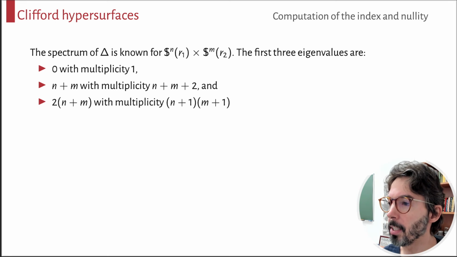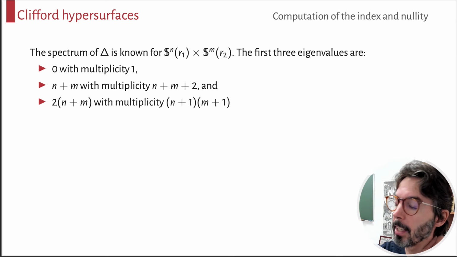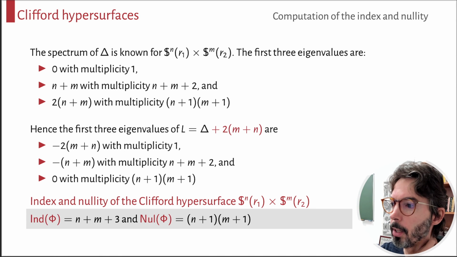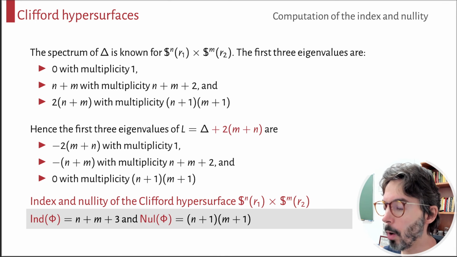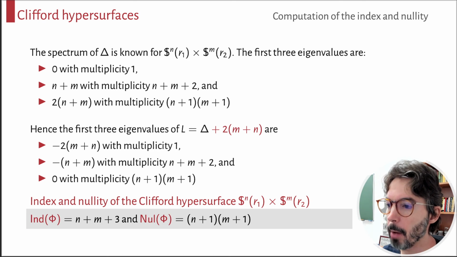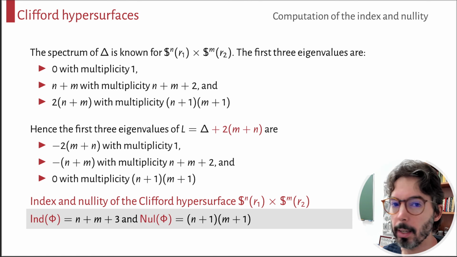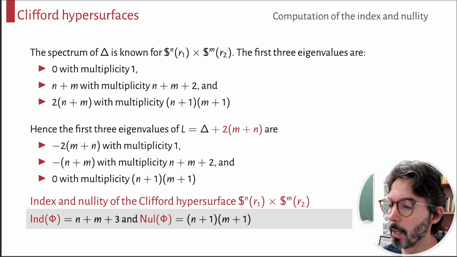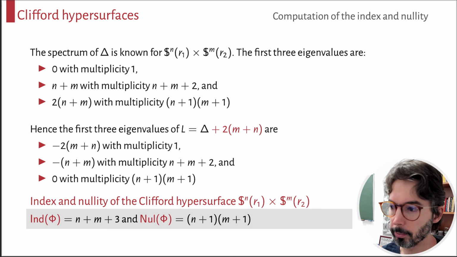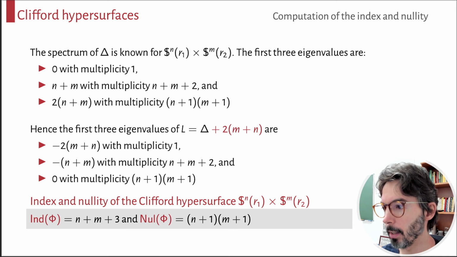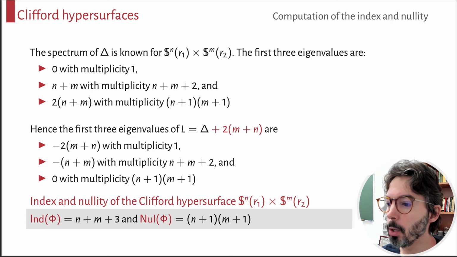Now, since the Jacobi operator is just a translation of the Laplacian, we get the first three eigenvalues of L, which are minus 2(n plus m) with multiplicity 1, minus (n plus m) with multiplicity n plus m plus 2, and these are the only two negative eigenvalues, so their multiplicities give the index of the immersion, and finally 0 with multiplicity the product of n plus 1 and m plus 1. Hence, we get that the index of the immersion is n plus m plus 3, and the nullity is this product.